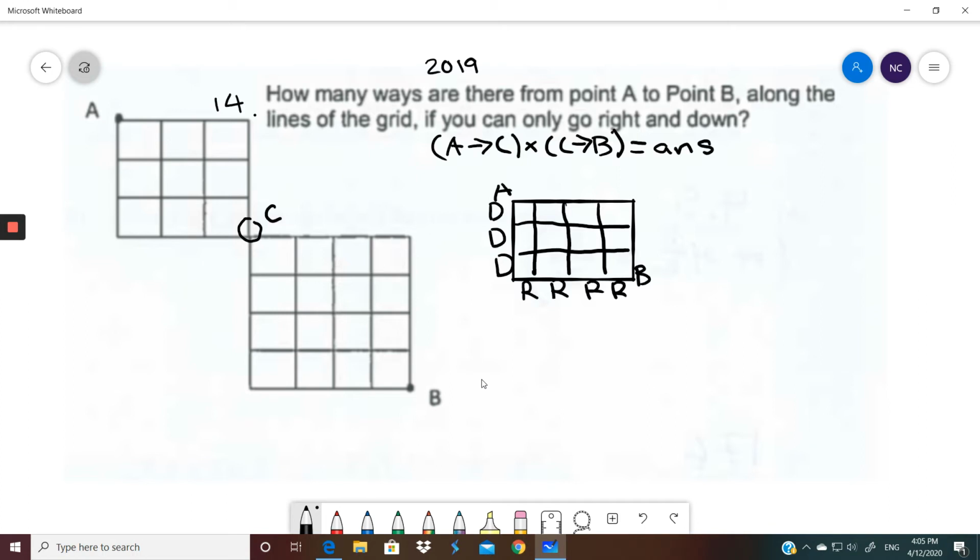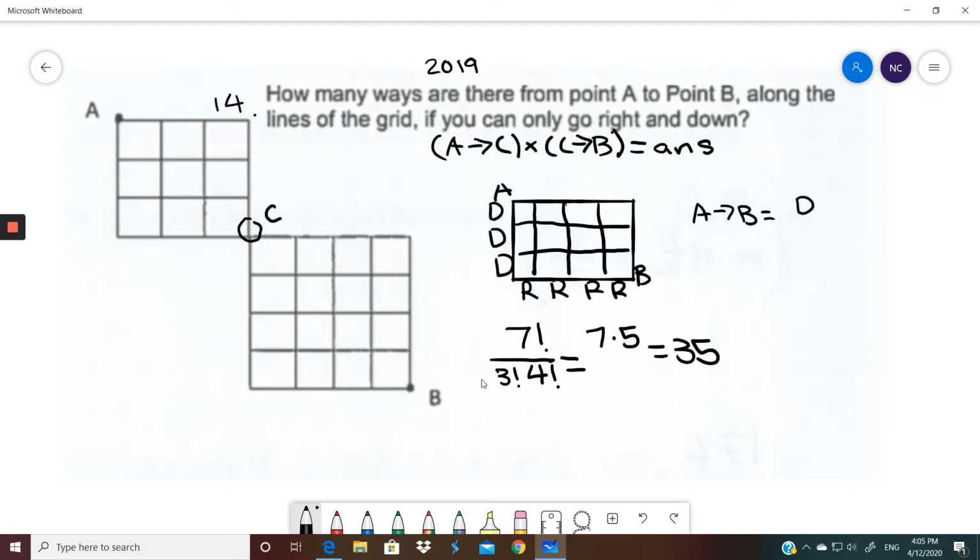So you have 7 total here. So it'd be 7 factorial over, all the D's are the same, so 3 factorial, and all the R's are the same, so 4 factorial. So you'd end up with 7 times 5, which would equal 35. 35 ways.